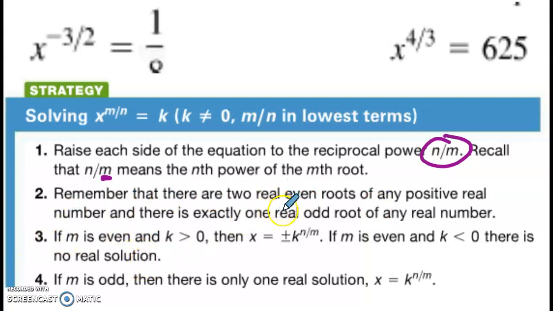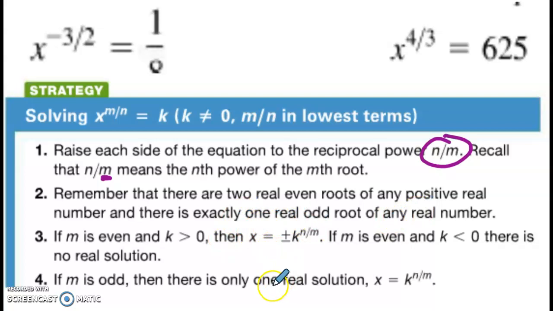And there's exactly one real odd root of any real number. So in other words, if it's a square root, you have to put the plus or minus. If it's a 4th root, you have to put the plus or minus. Any even root, you have to put the plus or minus, because there are 2 real even roots. If it's an odd root, you don't have to worry about it.